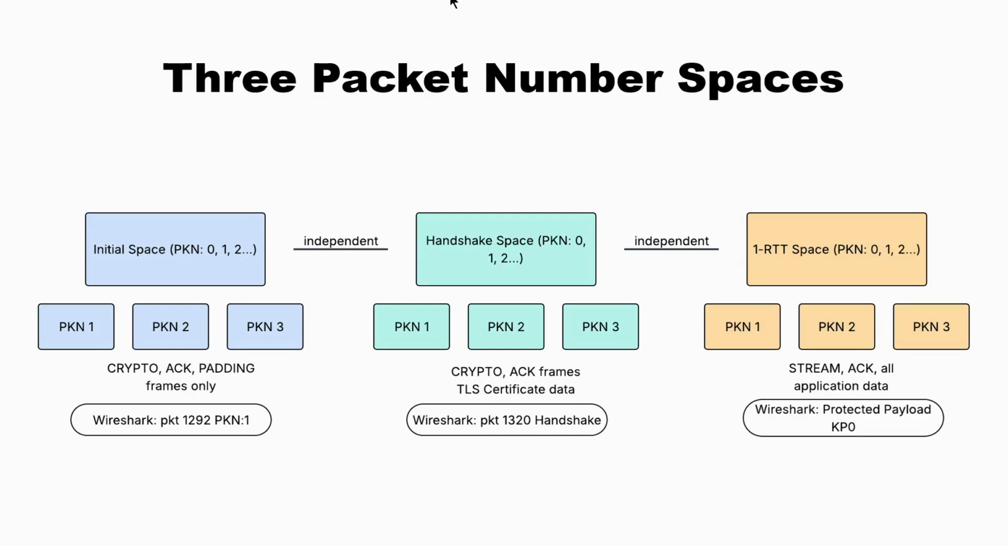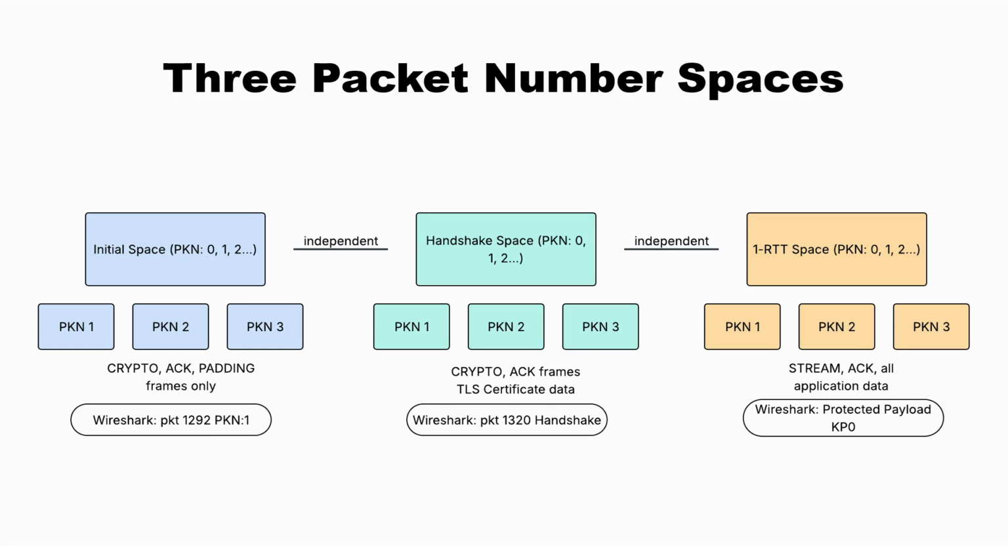Now let's move on to packet number spaces. QUIC uses separate packet number spaces for different encryption levels, including the initial, handshake, and 1RTT packets. Each space maintains its own independent sequence of packet numbers rather than using a single global sequence. Here we can see that we have initial, handshake, and then the 1RTT space, and we can see independent is written here. That is, initial space packets are independent of the handshake space packets.